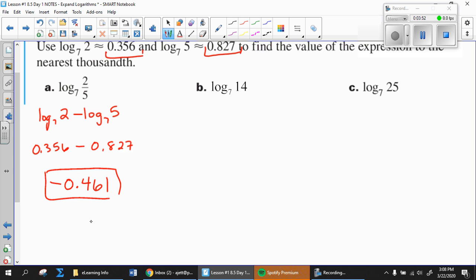Okay, you can use your calculator for that, just to type those numbers in, or we can do it longhand. Over here, different example.